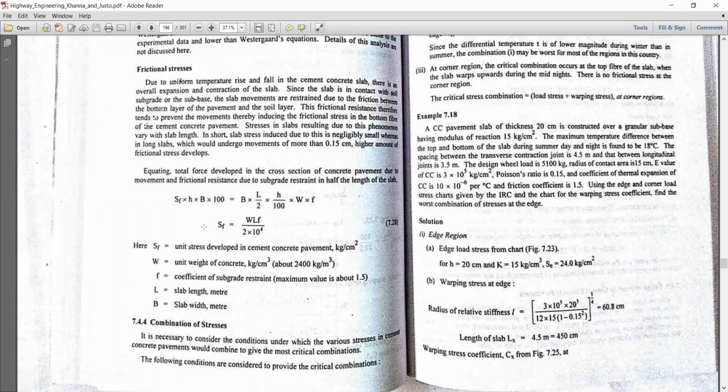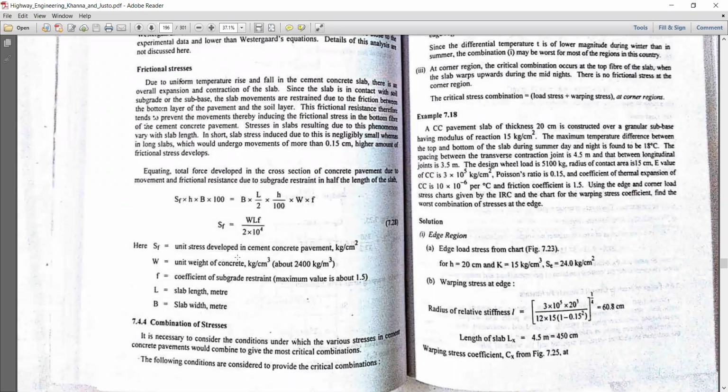By knowing this, you can calculate frictional stress. Now, where are you going to apply this frictional stress? During the calculation of total stresses induced in a cement concrete pavement, you must be able to calculate temperature stresses, warping stresses, and frictional stresses. The combination of these three stresses, that is load stress, warping stress, and frictional stress, can tell about the critical condition of cement concrete pavement.